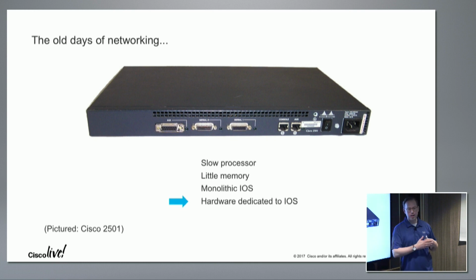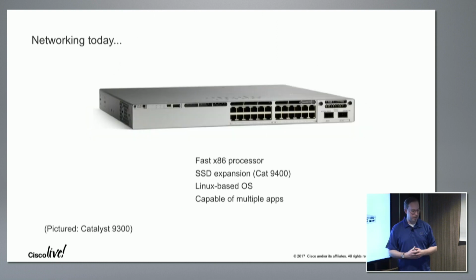Now, obviously, there have been a lot of products since then, a lot of improvement. But the newest platforms, if you look at like the Cat9K that just came out, right? They're the exact opposite of that. They have a very fast processor. In the case of the Cat9K, we have an x86 processor. Our previous Catalyst products didn't have that. SSD expansion on some of them. You can go up to 1 terabyte on a 9400 series switch.